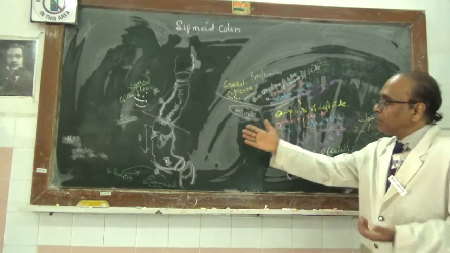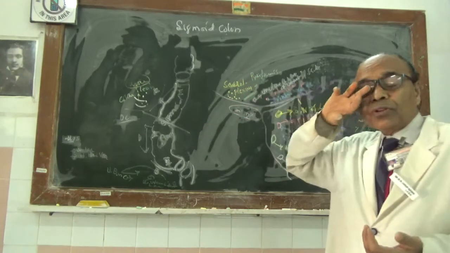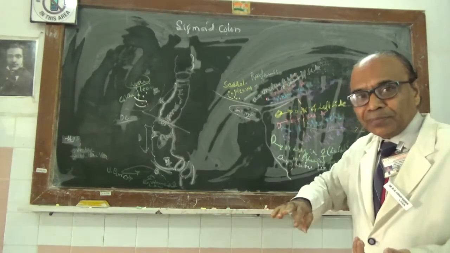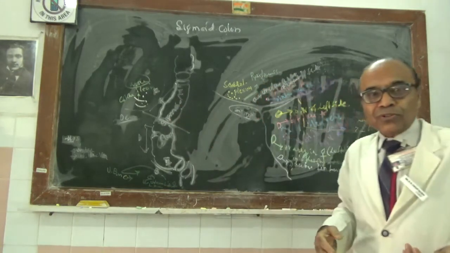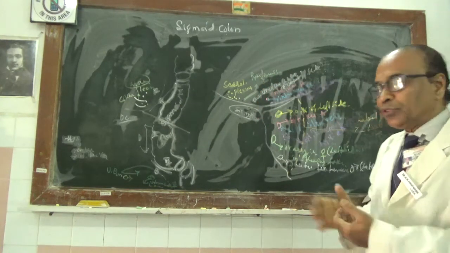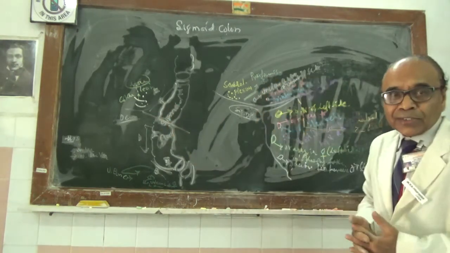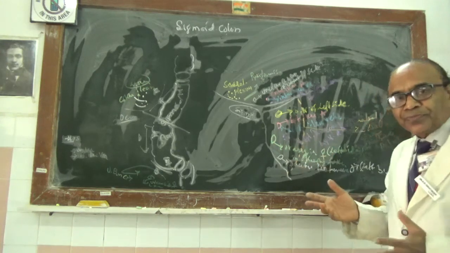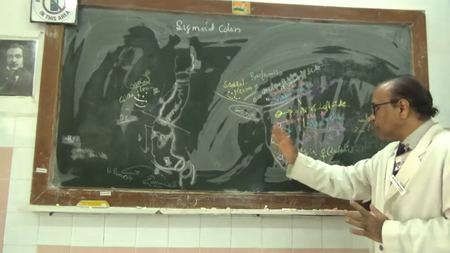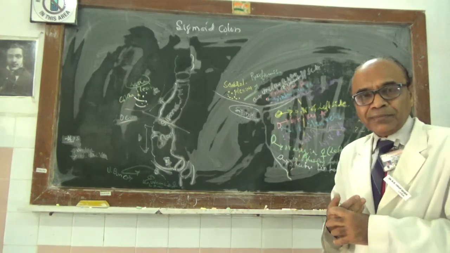Then this part of the sigmoid colon is covered by peritoneum, definitely. So the peritoneal relation of the sigmoid colon: you will have a sigmoid mesocolon, and then on either side you will have sigmoid pouches, the parasigmoid pouches. Okay, that's all about the relations. Now you have to go to the blood supply.